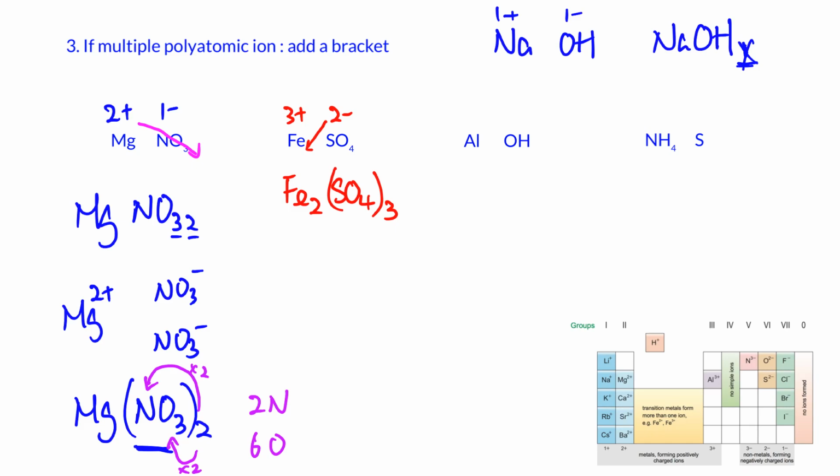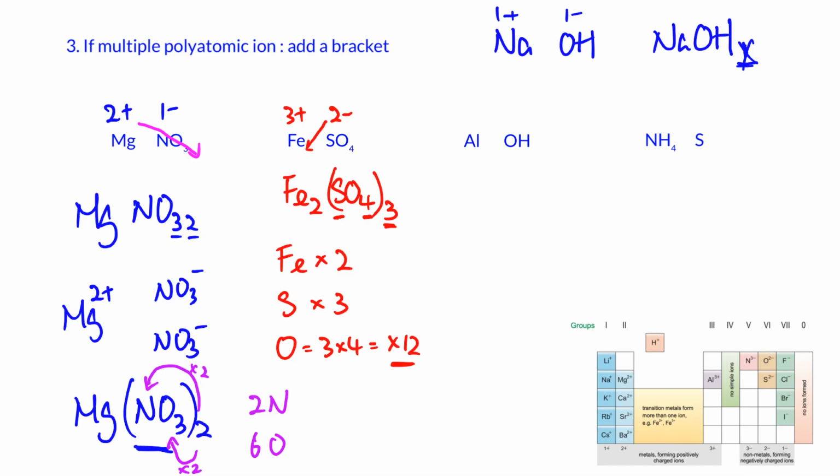Okay, so let's count. For Fe, we have 2 here. For S, we have 3 times 1, so therefore we have 3 here. And then for O, for each of the SO4, we have 4 O. We have 3 of them, so therefore it will be 3 times 4, that means 12. We have 12 of them.